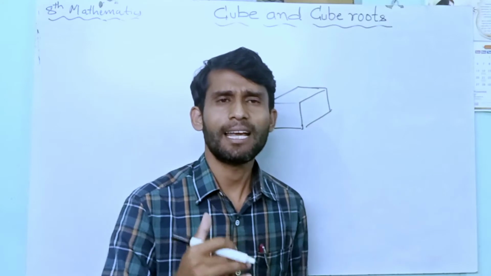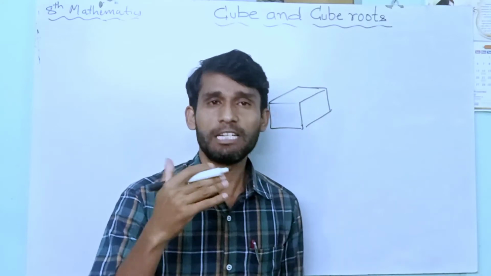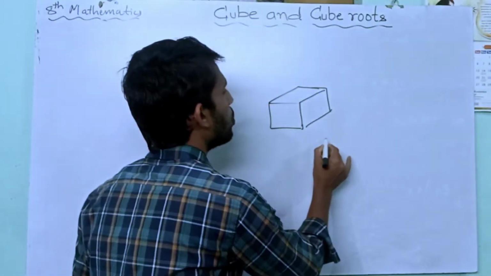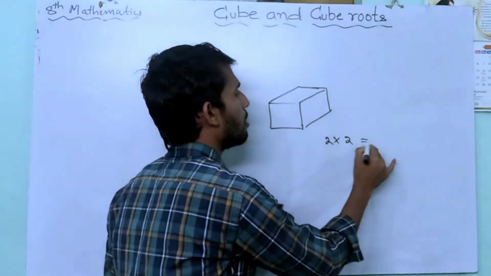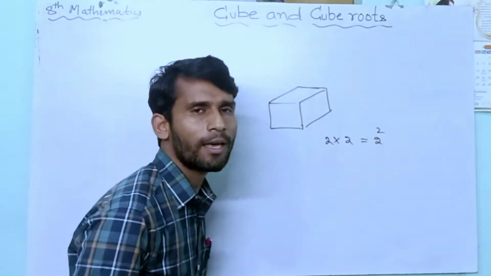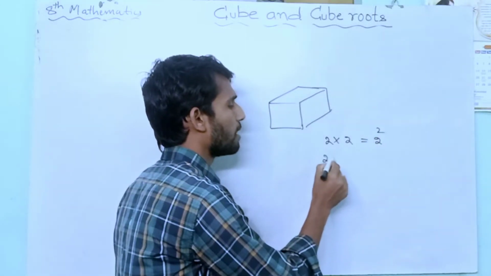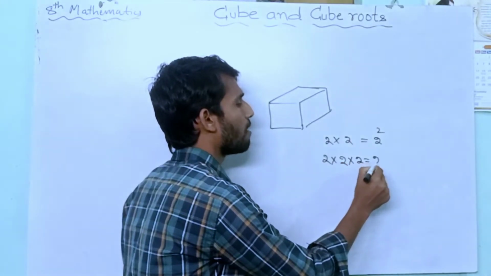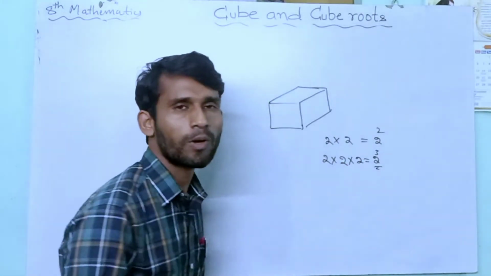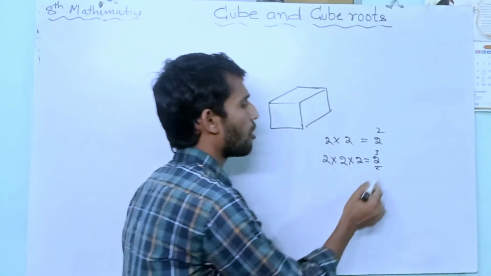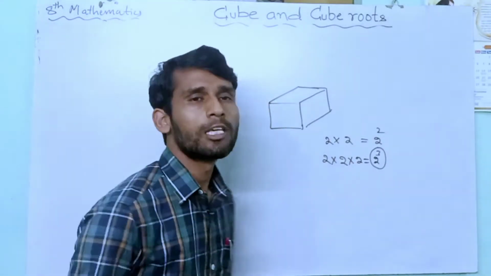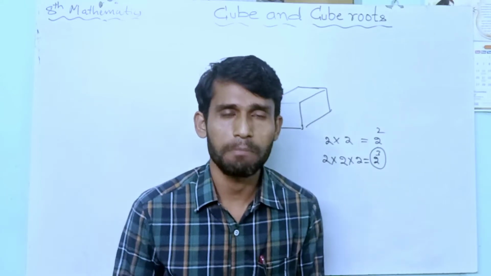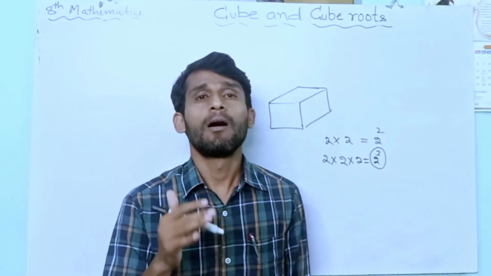Dear students, if you multiply any number 2 times, that is what we call a square. When you multiply any number a total of 3 times, that is what we call a cube. In this chapter we are talking about cube. Cube means when we multiply any number a total of 3 times.